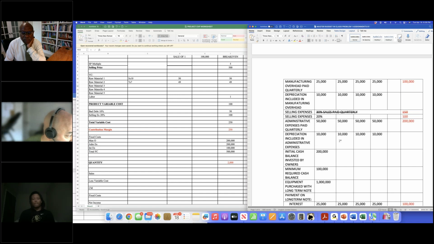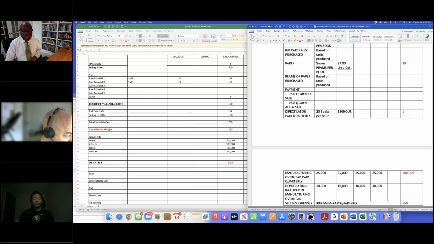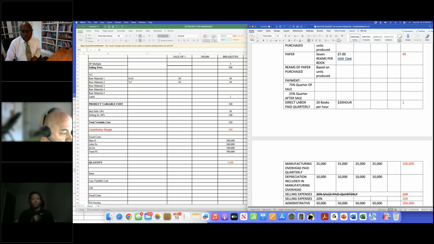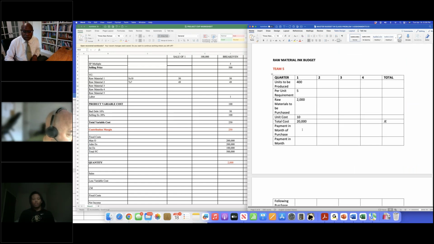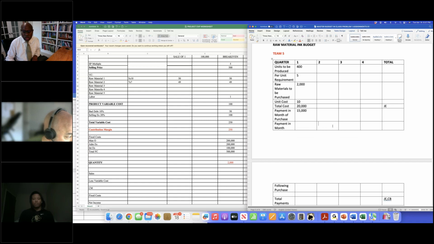Now here you're seeing the assumptions that we pay 75% when we buy it and 25% the next quarter. So this is the quarter purchase really. 75% the quarter purchase, 25% the quarter afterwards. So we're only paying 75% or 15,000. And then the quarter after purchase, we'll pay the other 5,000. Okay. So total payments in the first quarter is 15,000.